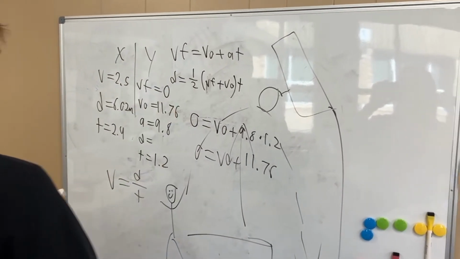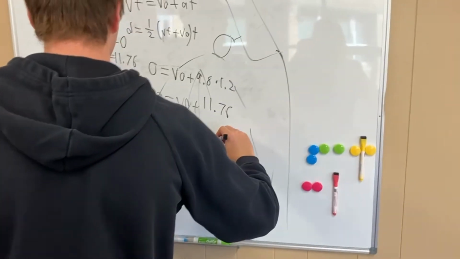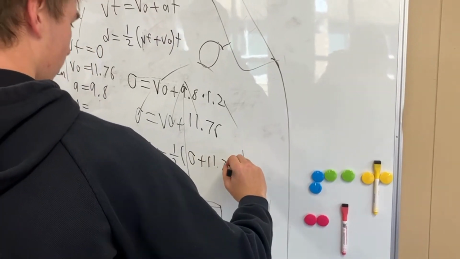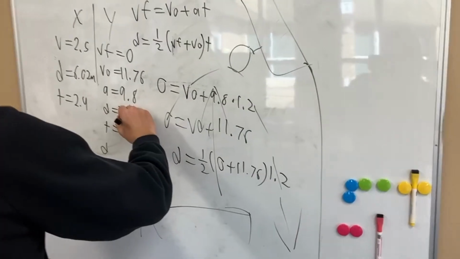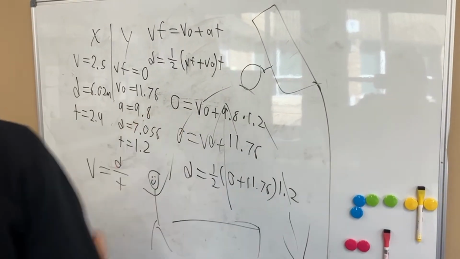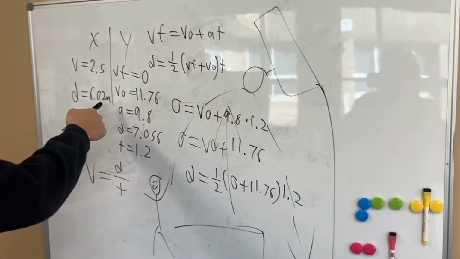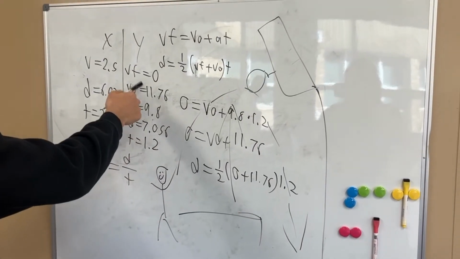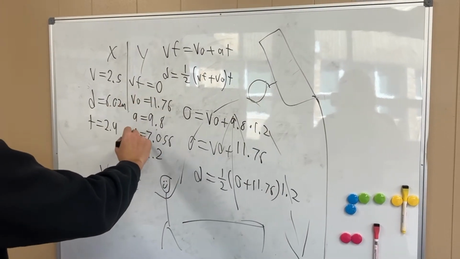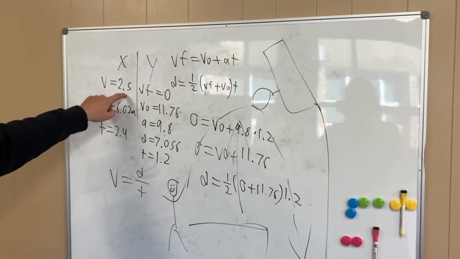And then we can use this equation for distance equals 1/2 times V final plus 11.76, and then multiplied by time. And that equals 7.056. So the ball getting shot from 6.02 meters away in 2.4 seconds when its initial velocity was 11.76 and its distance up was 7 meters. And its horizontal velocity was 2.5 meters per second.